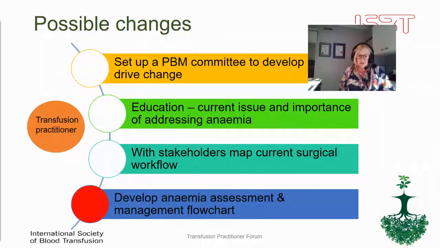Once we've developed our process map, we could look at developing an assessment or management flowchart. With the support of the Patient Blood Management Committee, the TP and the surgical stakeholders, and in this setting it would be the orthopaedic surgeons and their anaesthetist, the nursing group in their perioperative clinic, could look at what the roles and responsibilities would be in relation to anaemia and iron deficiency assessment, how those would be followed up and how the management would be undertaken.